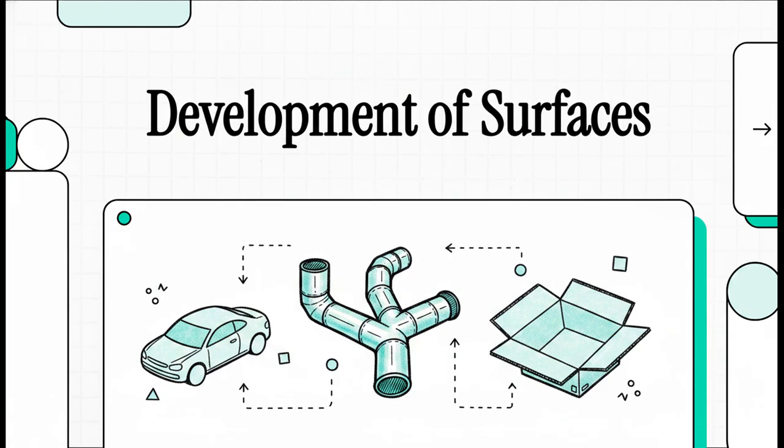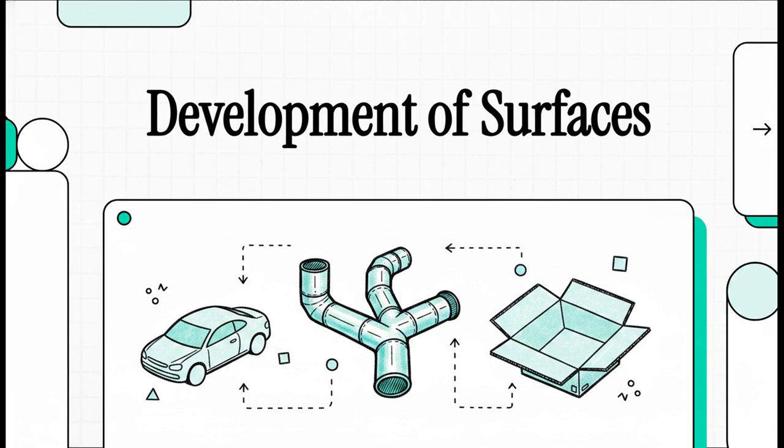Welcome to this explainer. Have you ever looked up at the sleek, aerodynamic curve of an airplane wing? Or maybe you've just admired the perfectly seamed sheet metal of your car door. Or even the sprawling, intersecting metal air ducts in a big industrial building. You've probably wondered exactly how those incredibly complex shapes were actually manufactured.